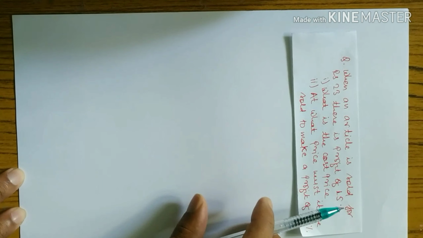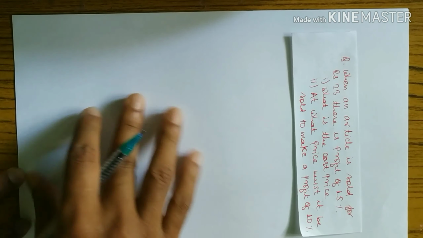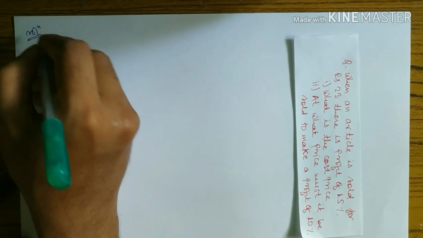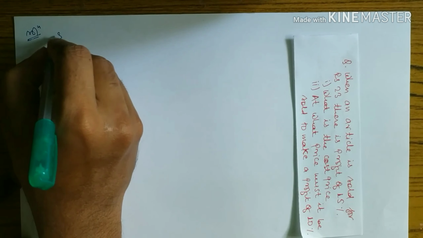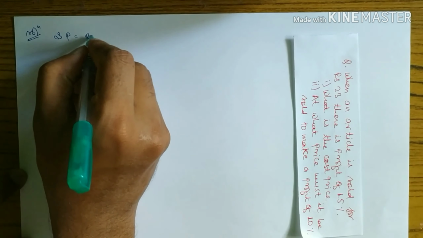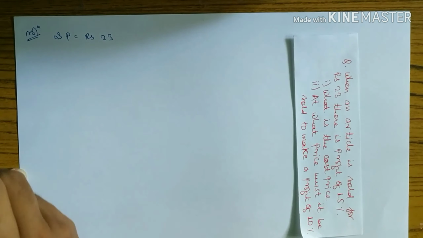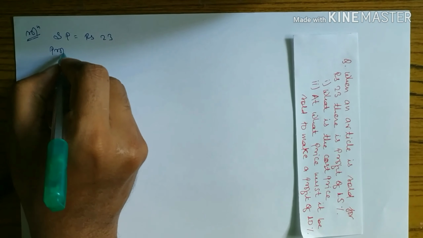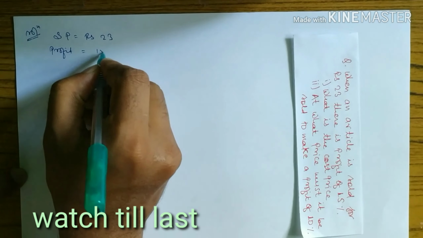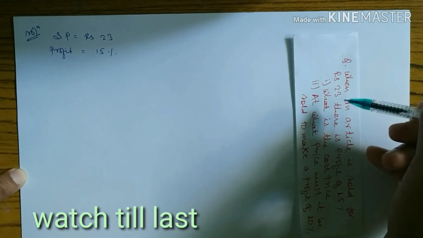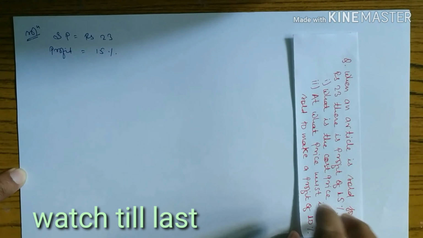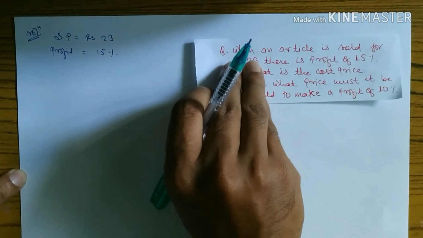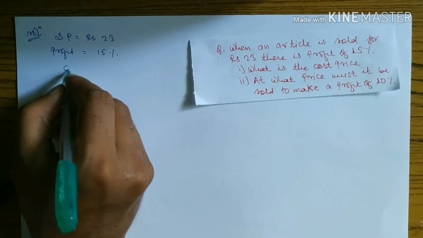Okay, when an article is sold for rupees 23 means the selling price of the article is 23. SP is equal to rupees 23, and profit is equal to 15%. In number 1, what is the cost price? We have to find out CP. What is the formula of CP? Cost price.